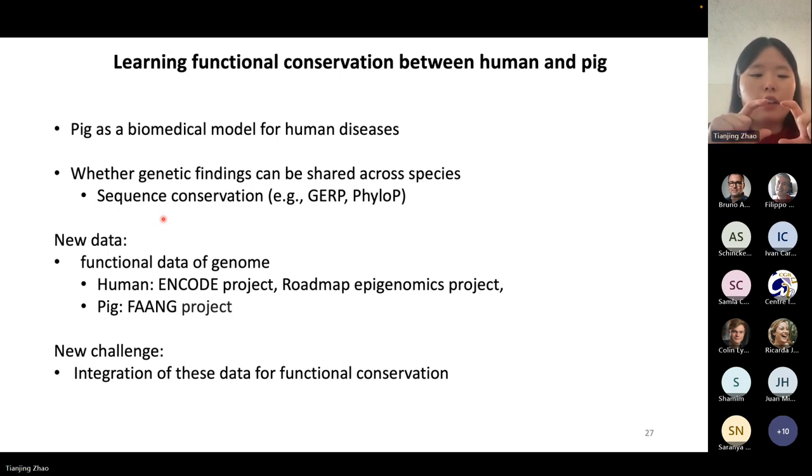This is called sequence level conservation. But nowadays we have some new data, let's say functional data of the genome. For example, in human, we have many functional data from the ENCODE project, the Roadmap Epigenomics project, and for pig, we have some functional data from the FarmGTEx project. So those new data bring new challenges for us. How do we integrate those data so that we know to what extent these two are similar at a functional level? Before, we knew to what extent they are similar at the sequence level, ATGC, but now to what extent they are similar at the functional level.